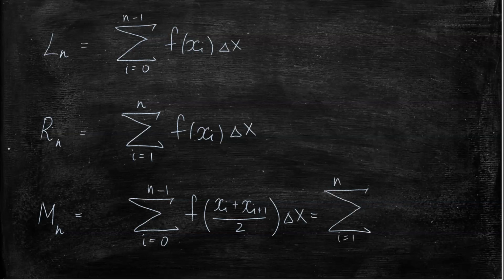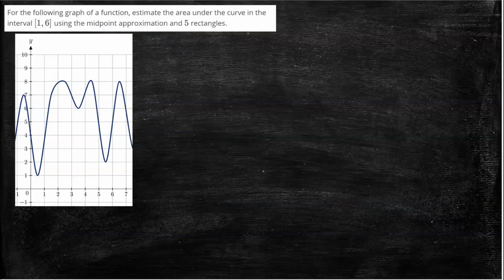So, as I said earlier, this is not about remembering the formula. This is about understanding the process and what exactly you're looking for. So if you understand that, then computing Ln, Rn, and Mn is pretty straightforward. All right, so let's do this problem then.